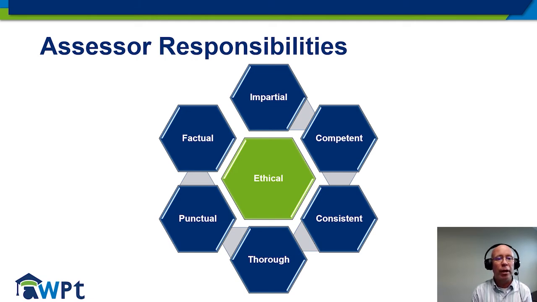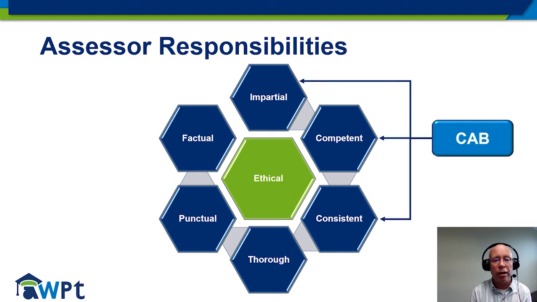And the first and foremost is being ethical, which includes all 6 of these things that are lying around this hexagon in the middle, right? Impartiality, competence, consistent, thorough, punctual, and factual. And what's interesting about this is that if you look at 17025, the conformity assessment body, which may be you, is required to adhere to these 3 scope items. So if you were to look in section 1 of 17025, you'll see that laboratories shall act impartially, have competent staff or personnel, and provide consistent results. And so that is a responsibility of an assessor or an auditor as well, to bear those 3 things in addition to the other 3 that are sitting over there on the right of this.